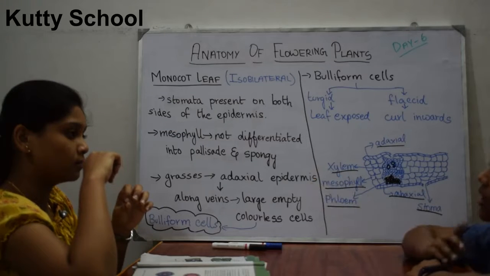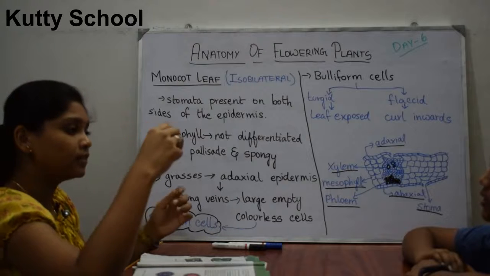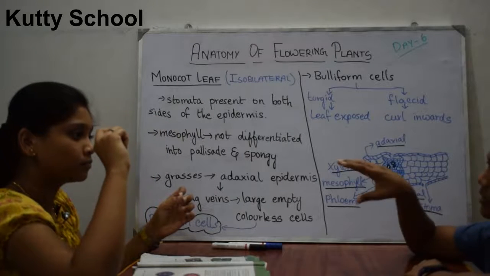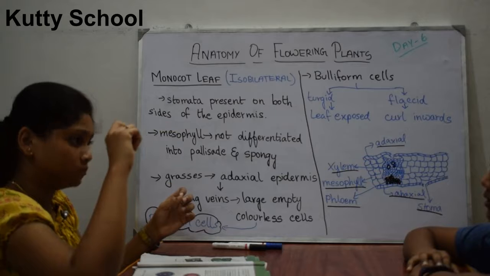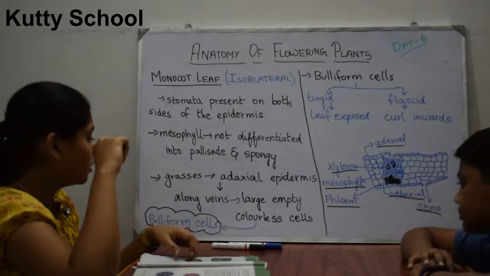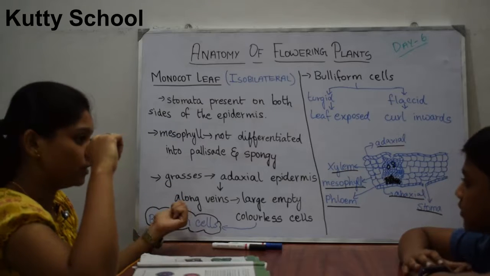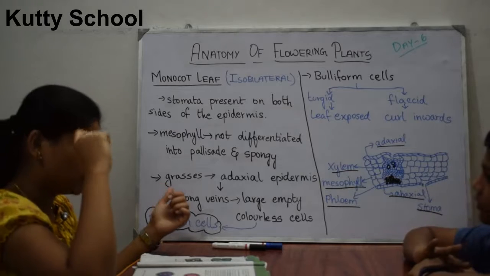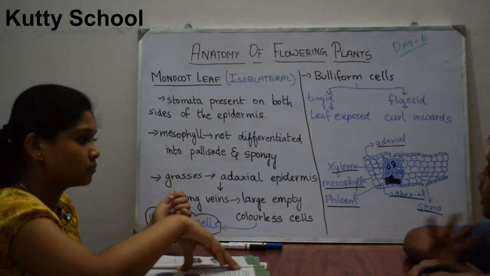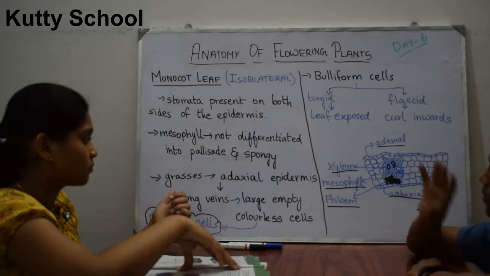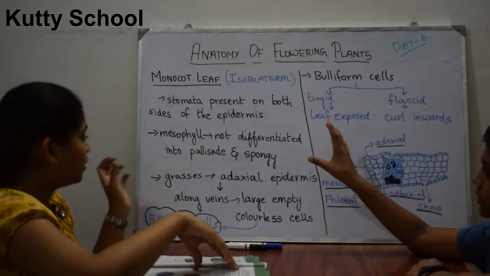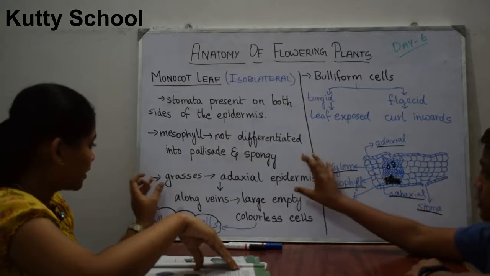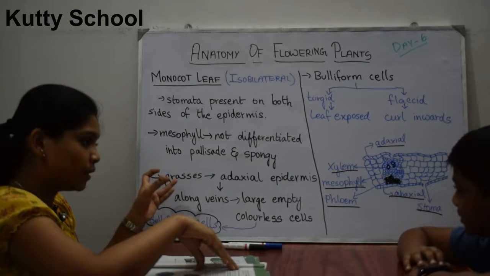It is colorless, and when light falls on it, it seems white. These cells are known as bulliform cells. If any cell is colorless, is it called a bulliform cell? No. They are present only in monocot leaf, only in grasses, and only in the upper epidermis.